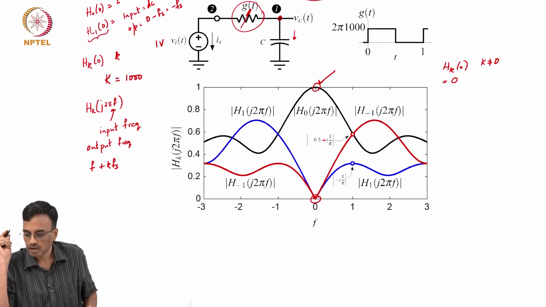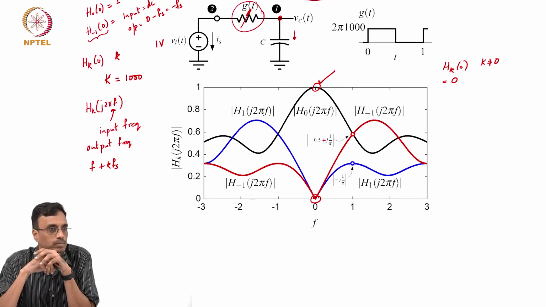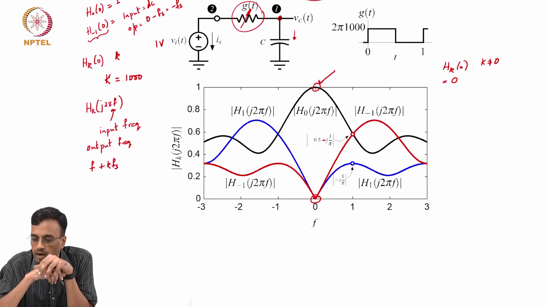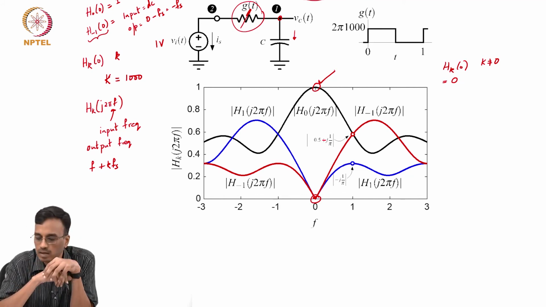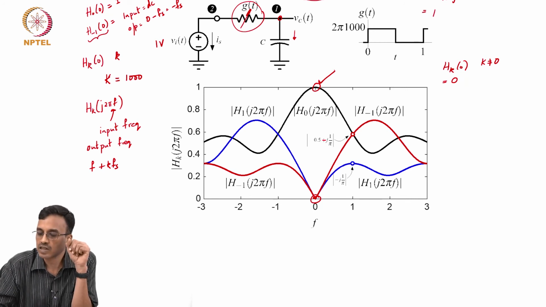And again, sure enough, you plot the magnitude of H minus 1, H plus 1, H minus 2, whatever, right? All of them turn out to be 0. Right? Another thing, what did we realize about the conjugate symmetry conditions for these harmonic transfer functions? So Hk of j2 pi f must be equal to H minus k star of minus j2 pi f.